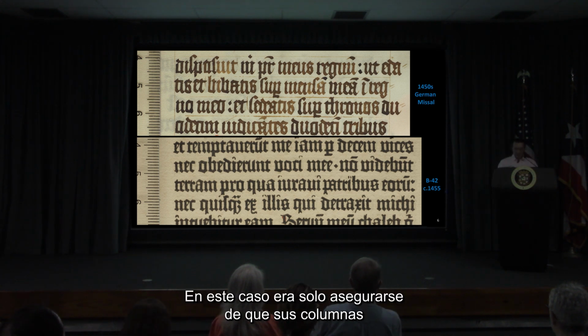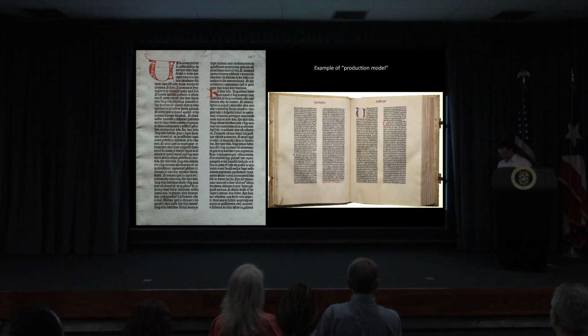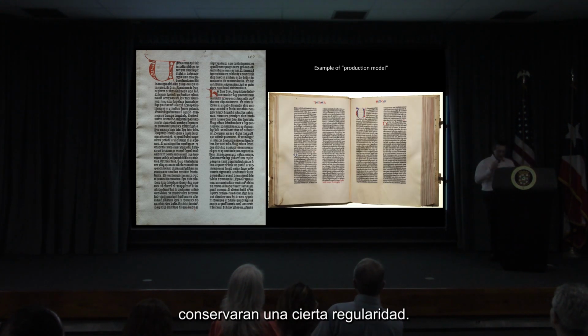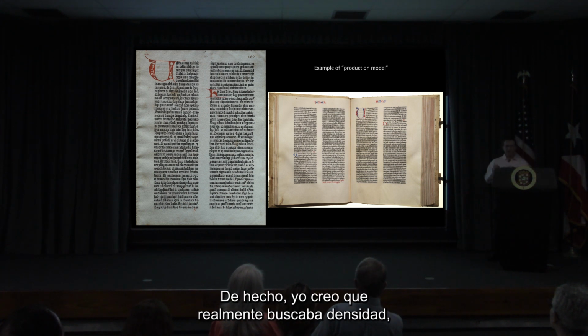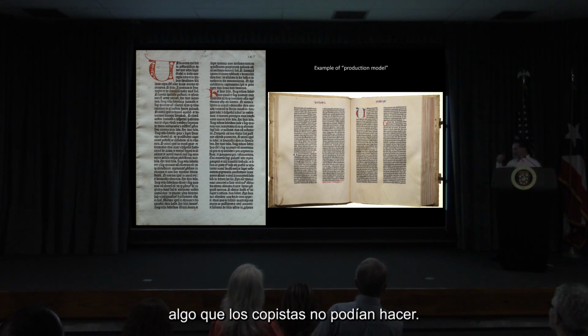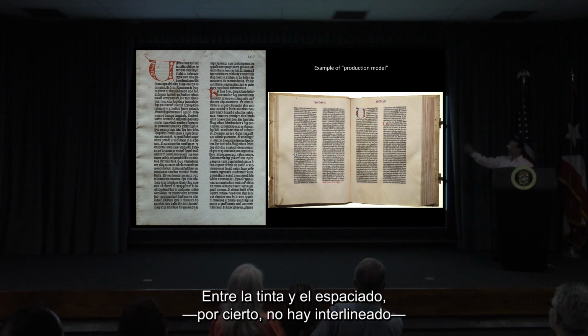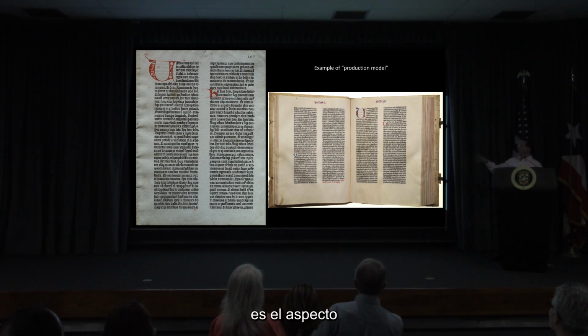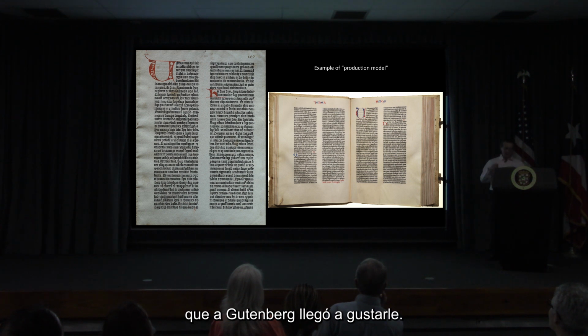In this case, he was just making sure that his columns retain a certain regularity. In fact, I think he was truly after density, something that scribes couldn't quite do. Between the ink and the spacing, there is no leading, by the way. It is the look that Gutenberg came to like.